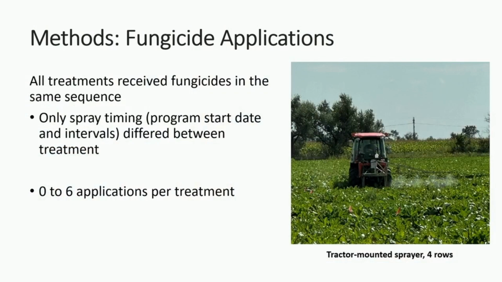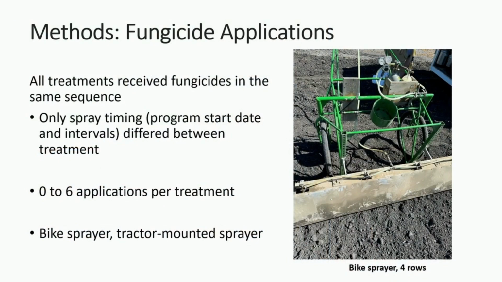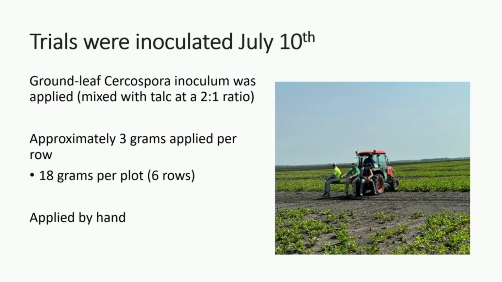So fungicide applications were applied with a tractor-mounted sprayer, and there were between 0 and 6 applications per treatment. That's on the next slide, but I do want to reiterate that the later application start dates, of course, had 2, 3, and 4 fungicide applications. The earlier start dates resulted in 5 or 6 fungicide applications as the season progressed. Early applications used a bike sprayer, just getting out again, handling that wet weather.